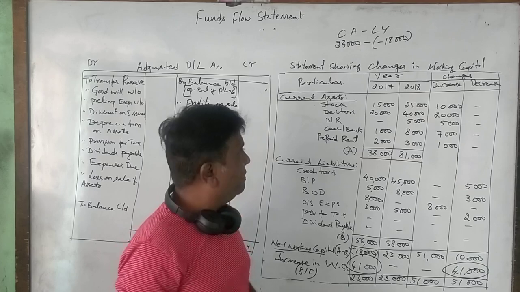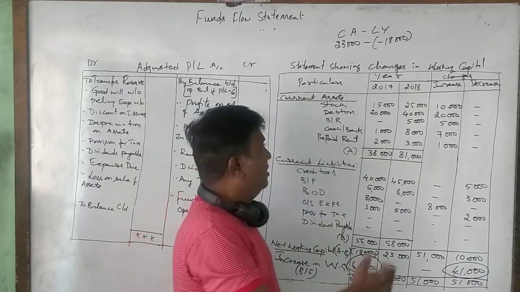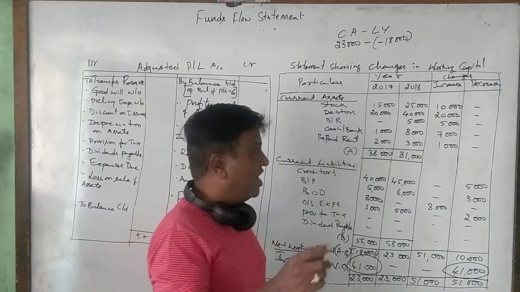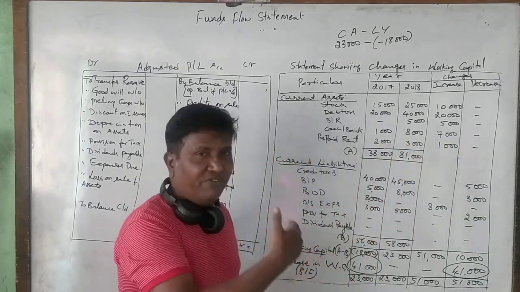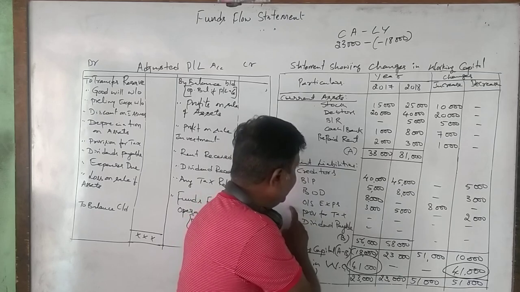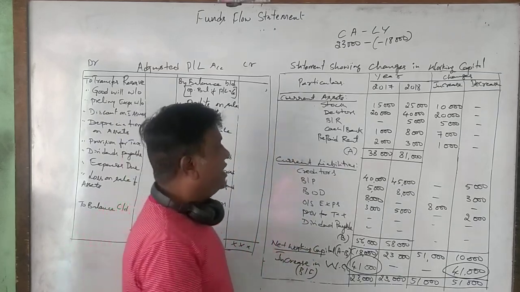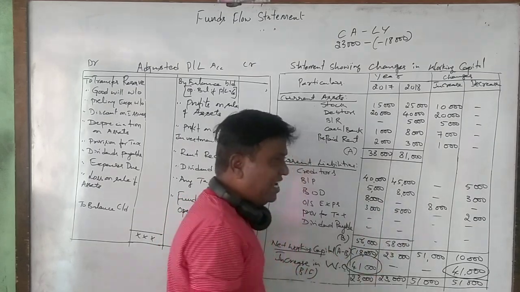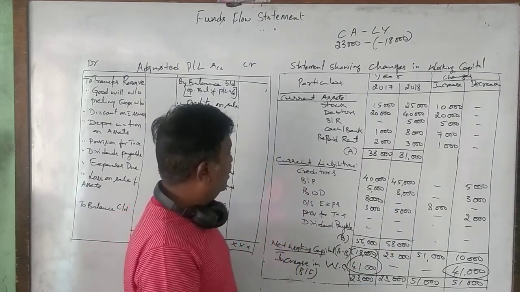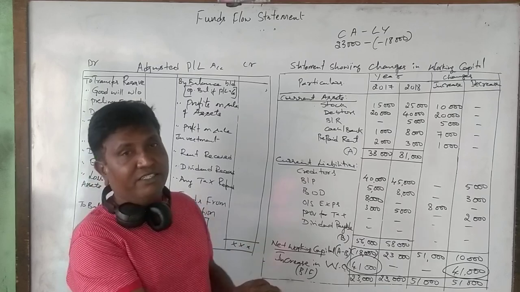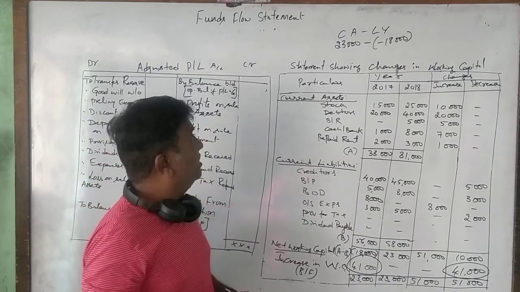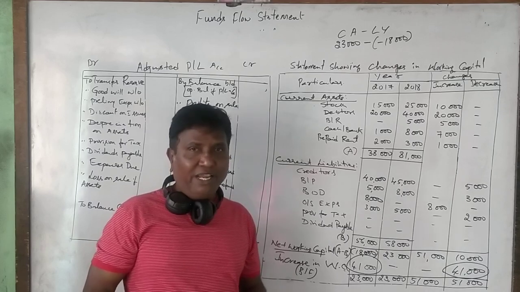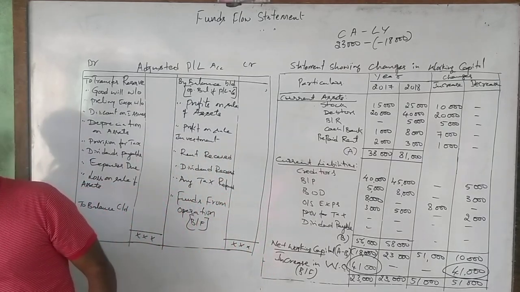I'll explain quickly. In case of current asset, from last year to current year, if it is increased, we write it in the increase column. If it is decreased, we write it in the decrease column. In case of current liability, reverse. If it is increased, we write it in the decrease column. If it is decreased, we write it in the increase column. Got it, guys? So, this is about the changes in the working capital. This is the 2018 question, which is given in the year 2018. Let's solve one more question.